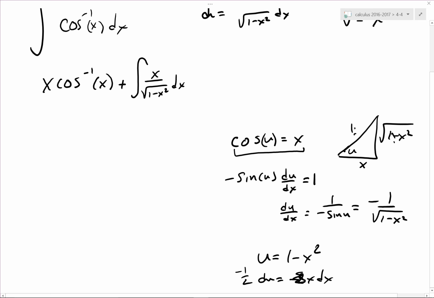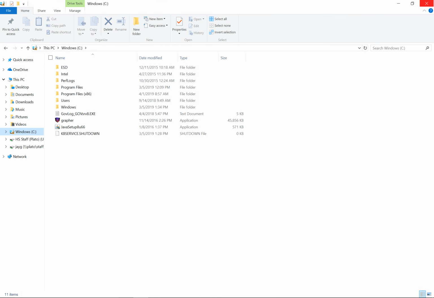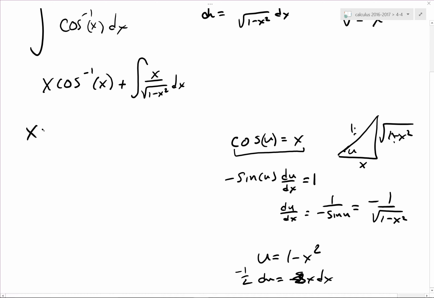So I have x times inverse cosine x. Okay, and then if I do this, this is really going to be what? It's the integral of negative a half u to the minus a half.